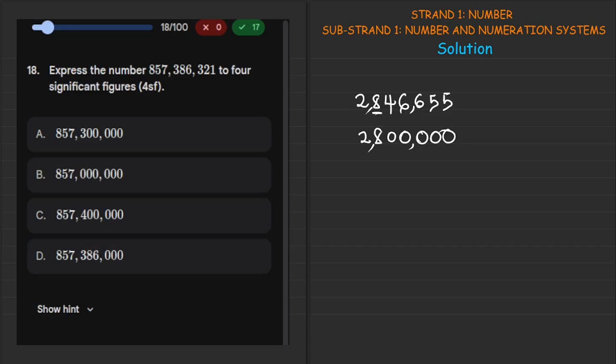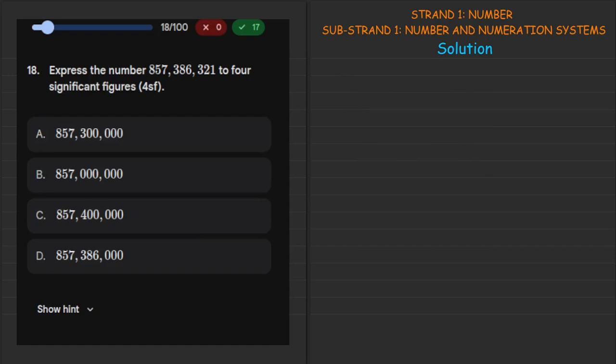Question number 18. Express this number to 4 significant figures. We are expressing the number to 4 significant figures. So let's first of all take note of the numbers. These actually, they are all non-zero digits, you see. And we know all non-zero digits are significant. But we want to end at the 4th significant figure. So this is our first significant figure, second, third, and then 4th. So we want to end just here.